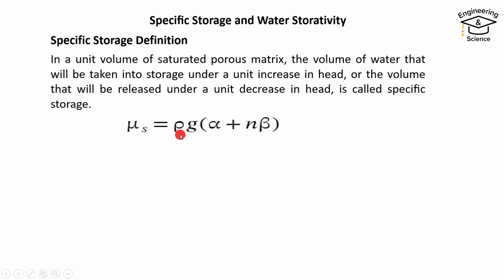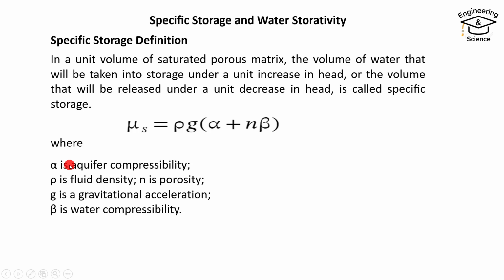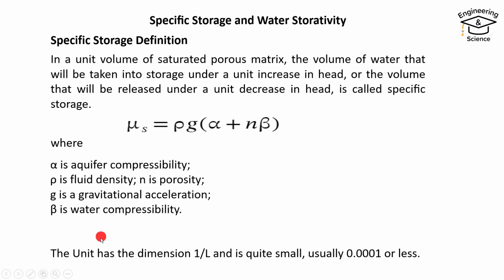It equals rho g times open bracket alpha plus porosity times beta closed bracket, where alpha is aquifer compressibility, rho is fluid density, n is porosity, g is gravitational acceleration, beta is water compressibility. The unit has a dimension 1 over L and is quite small, usually 0.0001 or less. Let us visualize the definition.